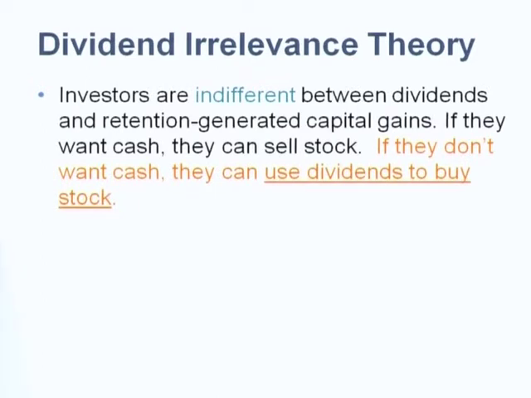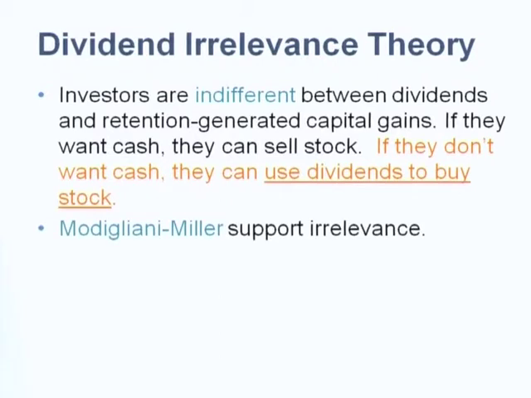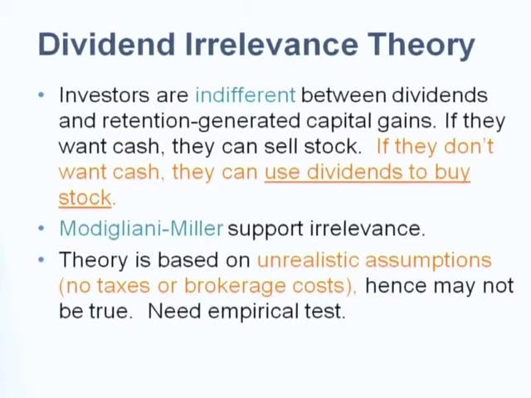So the irrelevance theory, the first one: investors are indifferent between dividends and retention-generated capital gains. When you buy back the stock, you get capital gain. When the firm buys back the stock, they have to use their own cash to bid up the price in the market. So once they keep buying, the price will go up, and you get capital gain. If they want cash, they can sell stocks. If they don't want cash, they can use the dividend that they receive to buy back the stock by themselves. This theory is based on unrealistic assumptions: no tax or transaction costs, like brokerage fees.